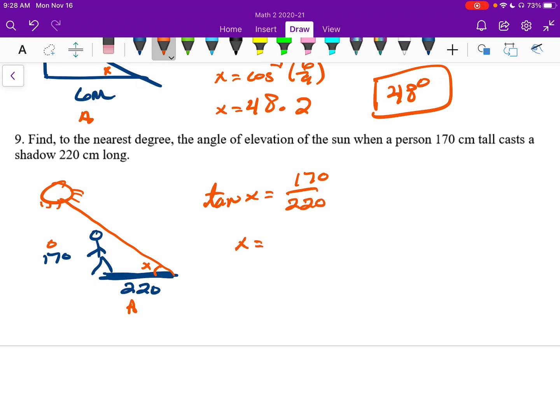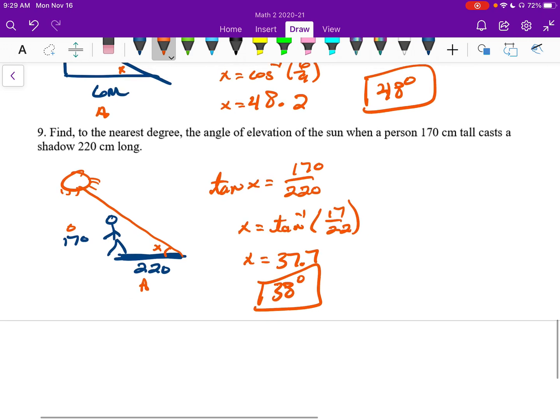So x is tangent inverse. I'm just going to reduce here to 17 over 22. And I type that in. Tangent inverse of 17 divided by 22 is going to be 37.7. And what am I supposed to round to? The nearest degree, so I'll say 38 degrees.